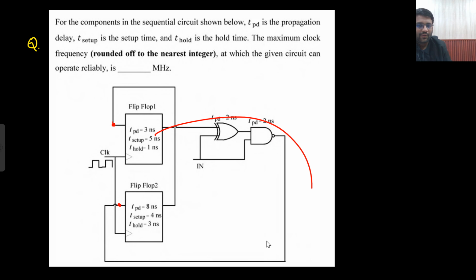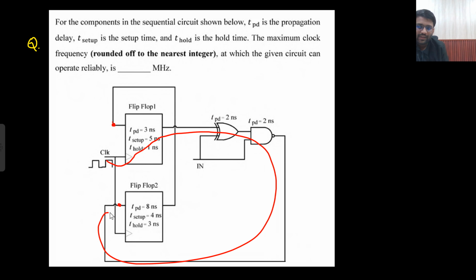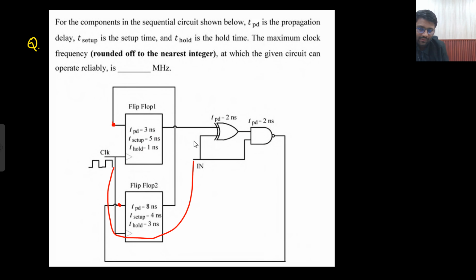That means from flop 1 to flop 2 I will go, and flow like this is the clock, starting from here till this point I will go. So from flop 1 to flop 2, and then from flop 2 to flop 1 I will go. You just need to work from flop 1 to flop 2, flop 2 to flop 1. Have some patience and start working.